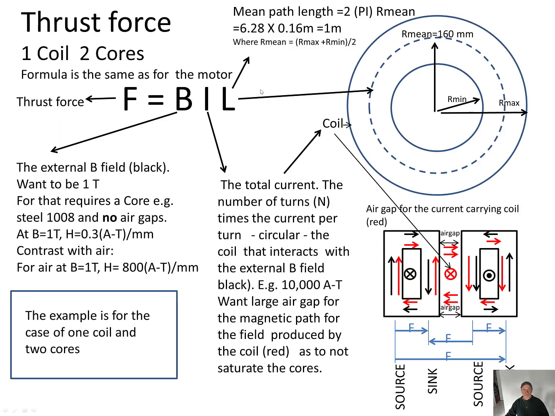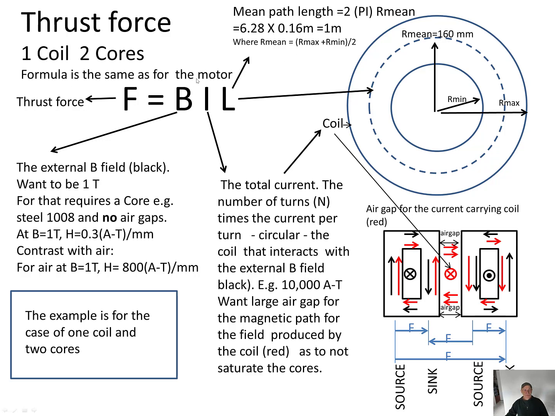So anyway, how do we physically implement that? So we have a coil here. This is the minimum radius, this is the maximum radius of the coil, and the mean radius is the average, which is 160 millimeters. We chose 160 millimeters so that the circumference, or the length of the coil, is one loop. The length of one loop is 2 pi r, which comes to 1 meter.